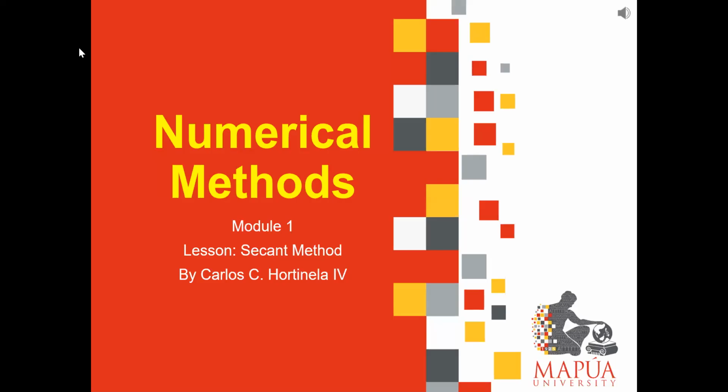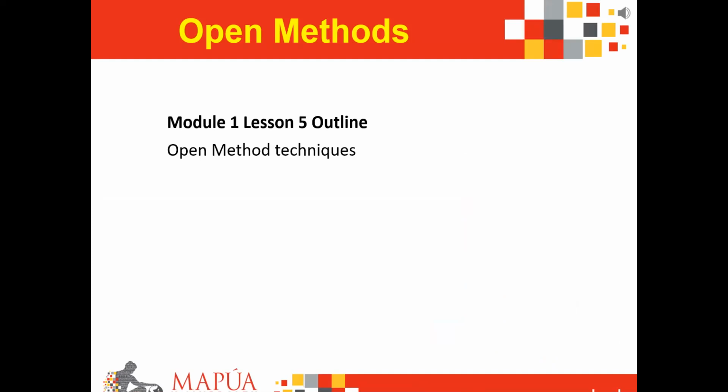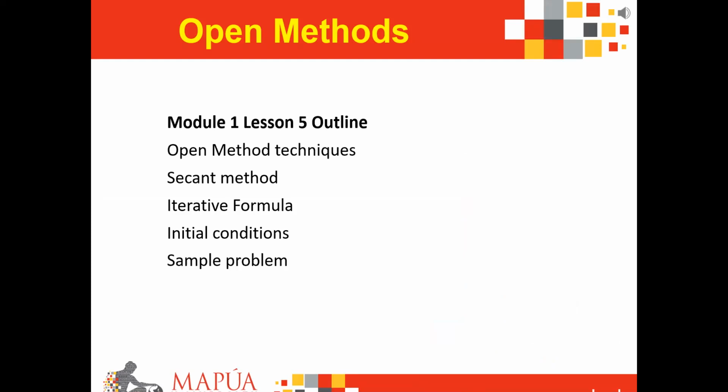Module 1, Lesson 5. The Lesson 5 outline contains open method techniques, specifically the secant method. I'll show you the derivation of its iterative formula, the initial conditions needed for this technique, and will evaluate a sample problem using the secant method.